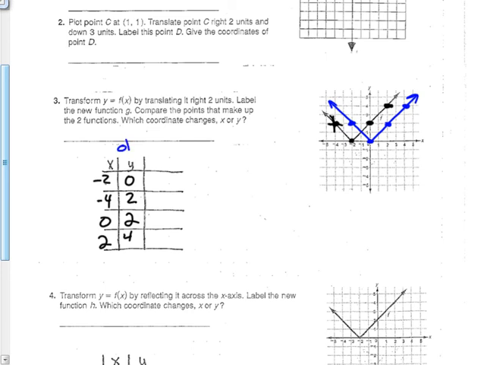So this one was old here. I had old y's and x's. Let me make a new chart here. On my new one I've got (0, 0). I had (-2, 2). I had (2, 2). And (4, 4). So I want to compare these and look at them and see which coordinate changed, the x or the y.